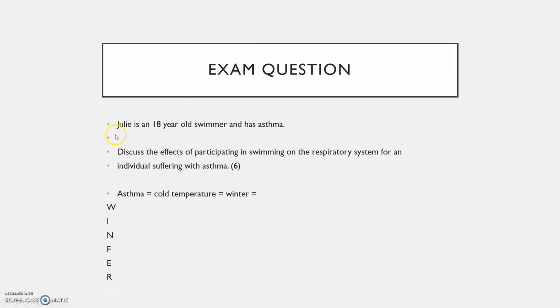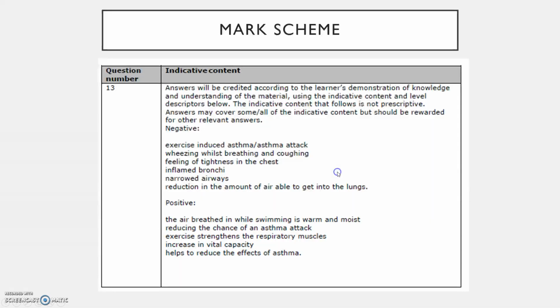So here's an exam question. Julie's an 18-year-old swimmer and has asthma. Discuss the effects of participating in swimming on the respiratory system for an individual suffering with asthma. 6 marks. Asthma, cold temperature, winter. That's the answer, the one we've just gone through together.